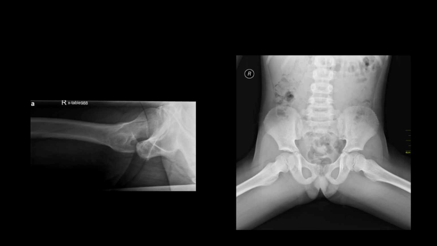Beyond that, we have the frog's leg view to the right over here, which is usually used in the context of pediatric patients to look for hip dysplasia.